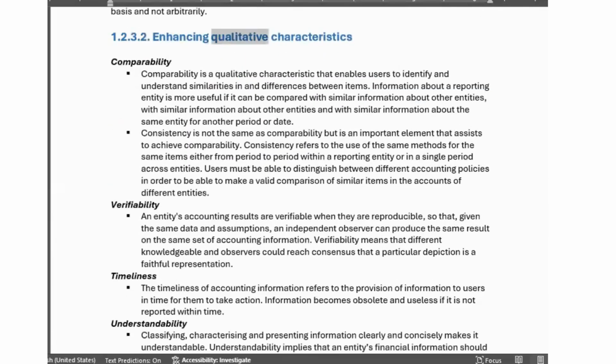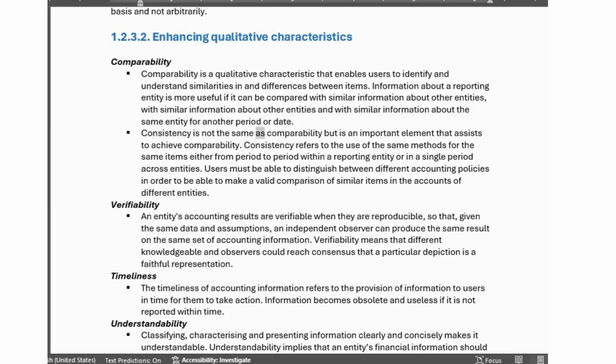1.2.3.2 Enhancing qualitative characteristics. Comparability. Comparability is a qualitative characteristic that enables users to identify and understand similarities in and differences between items. Information about a reporting entity is more useful if it can be compared with similar information about other entities, and with similar information about the same entity for another period or date.